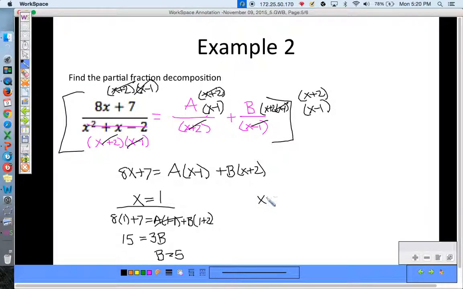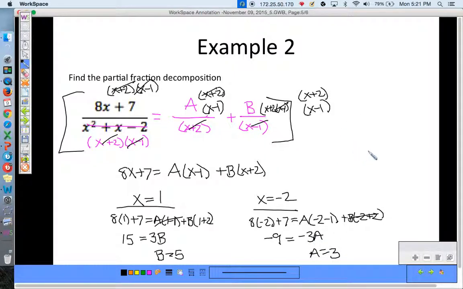Well, when x is negative 2. So we have 8 times negative 2 plus 7 equals a times negative 2 minus 1 plus b times negative 2 plus 2. Well, that's 0. Negative 16 plus 7 is negative 9 equals negative 3a. So a equals 3. So our final answer, our a value is 3 over x plus 2 plus 5 over x minus 1.